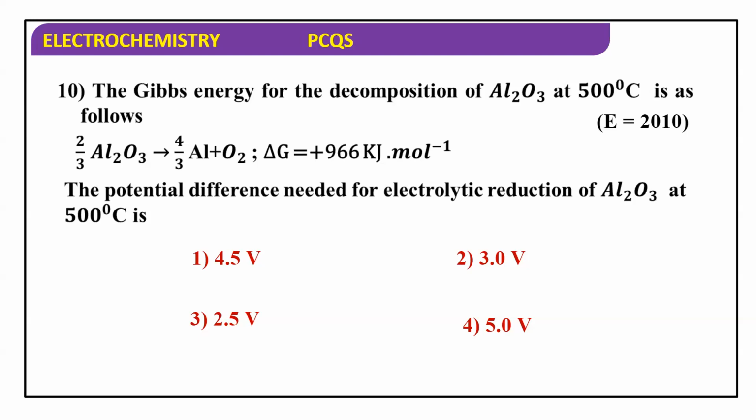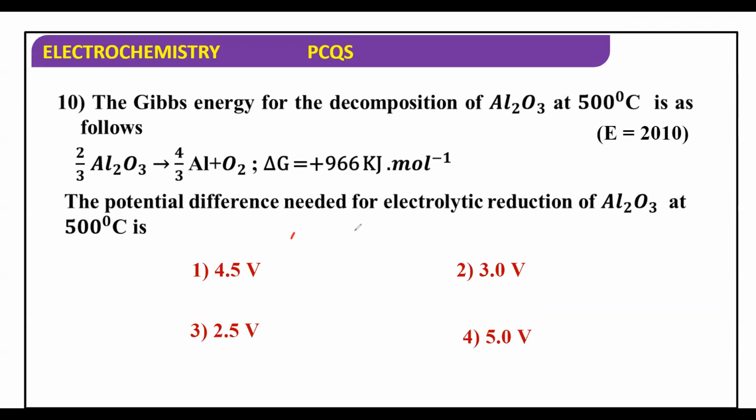Let us see. So in this case, since we have done this question, we know that delta G is minus n F E cell. So we need to calculate the E cell, right? Delta G has been given.